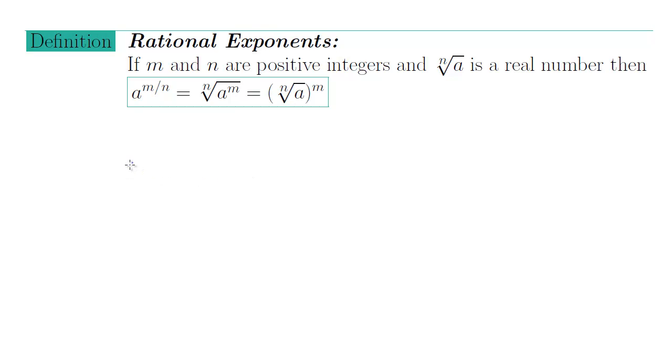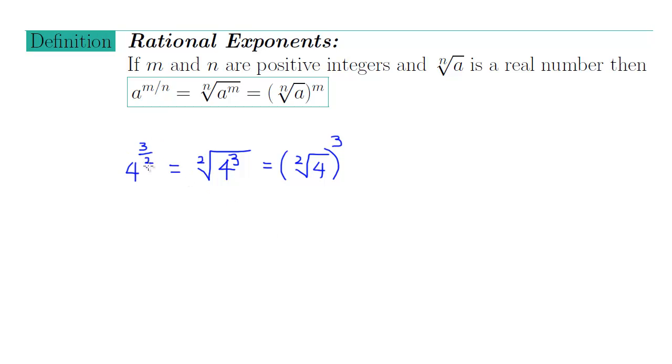Let me look at this example. Suppose I have 4 raised to the 3/2 power. Well, by the definition, the n, the denominator, becomes our root. So this 4 raised to the 3/2 would be equivalent to the square root, or the second root of 4 raised to the 3rd power, which is the same thing as taking the square root of 4 and raising it all to the 3rd power. Those are equivalent expressions.